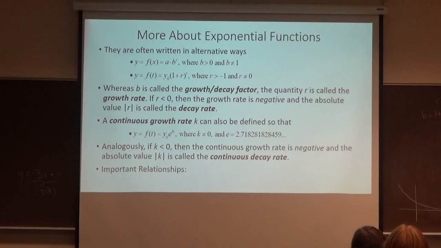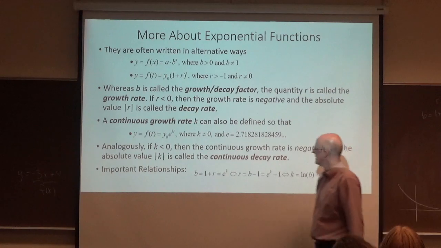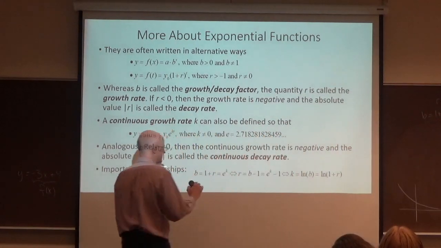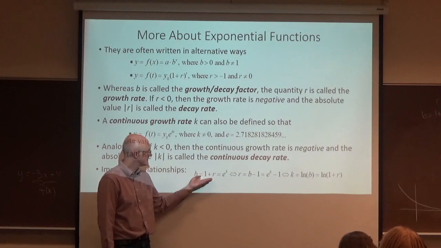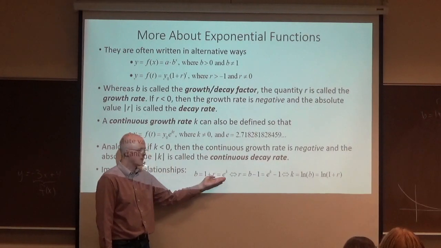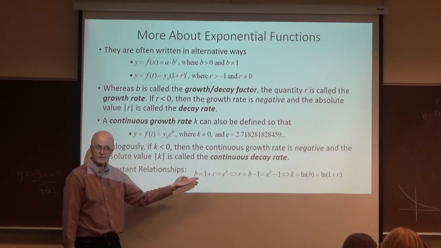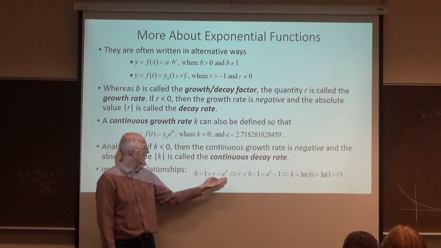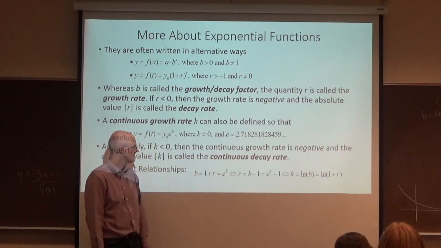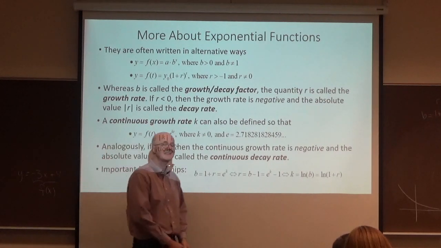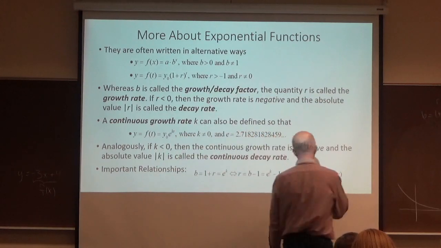Some important relationships are these. All these equations are true and equivalent to each other. B equals 1 plus R, and also equals e to the k, without a t, right? Essentially, the t is 1 then. Solve that for r: it's b minus 1, it's also e to the k minus 1. Solve for k, and you get the natural logarithm involved, ln.